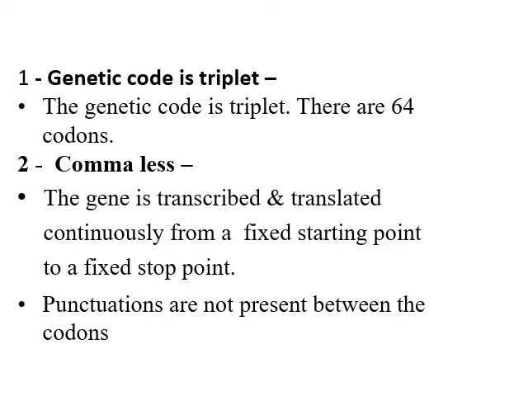The second property is commaless. So the code is commaless. In between triplet codons, no letters are wasted. No punctuation is needed between any two codons. So the gene is transcribed and translated continuously from a fixed starting point to a fixed stop point.